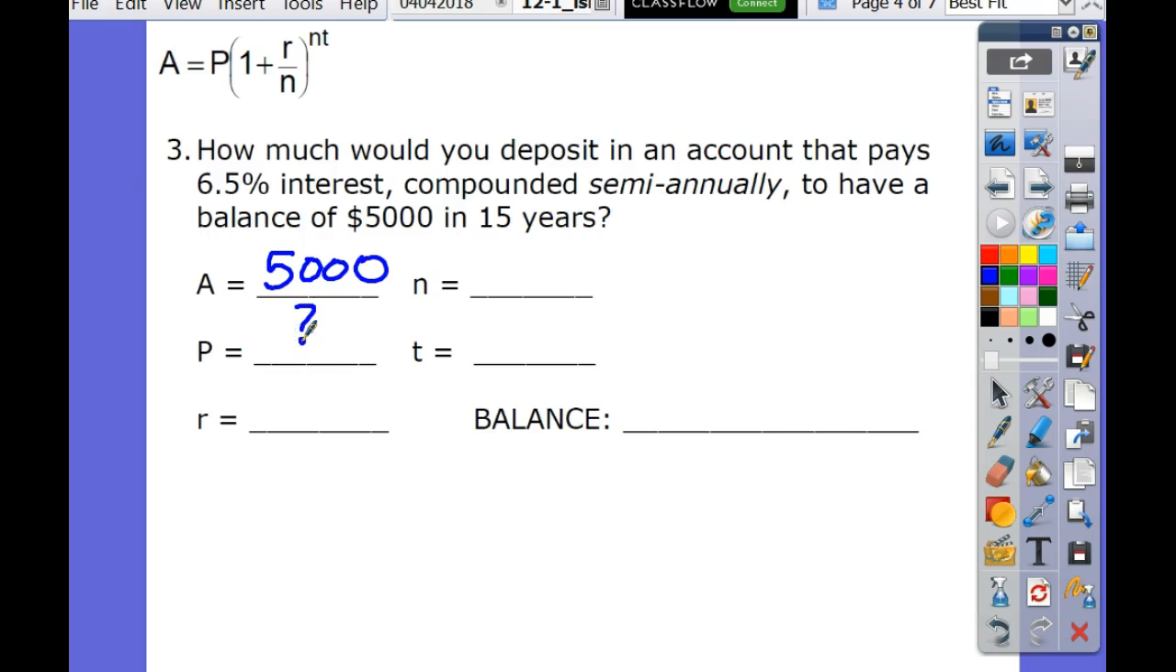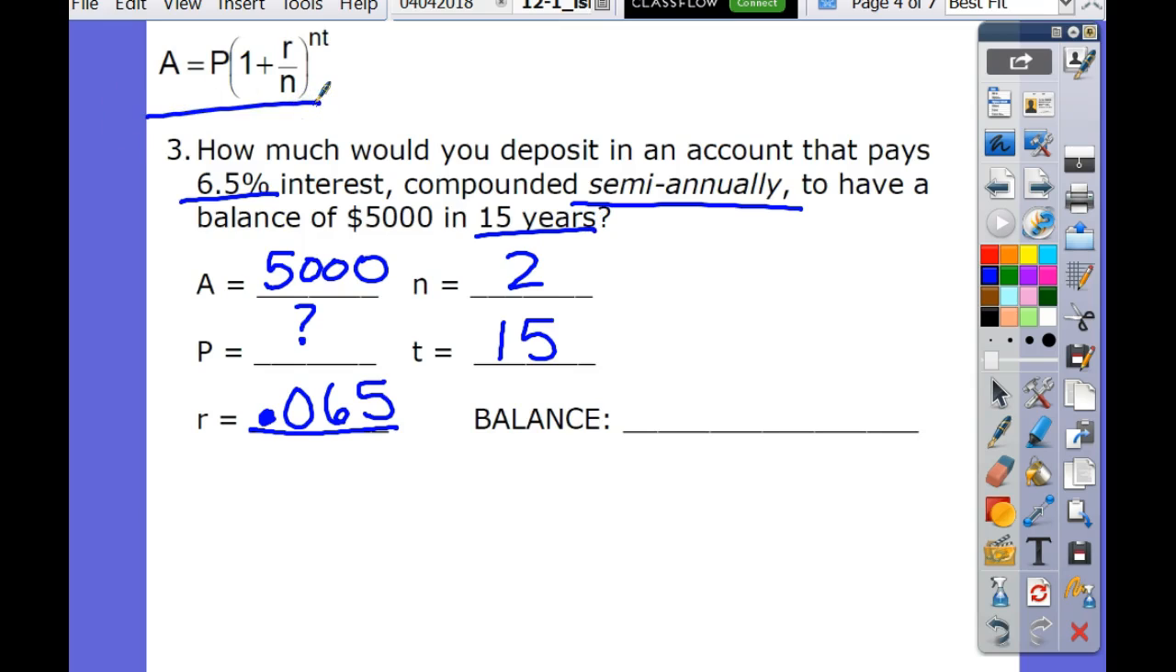What's the interest rate? This has to be in decimal form. This says compounded semi-annually. That means 2 times a year, and this says 15 years. And this is the equation that I'm going to fill in. What is the A equal to? That's equal to the 5,000. Do I know what the P is equal to? That is what I am solving for.